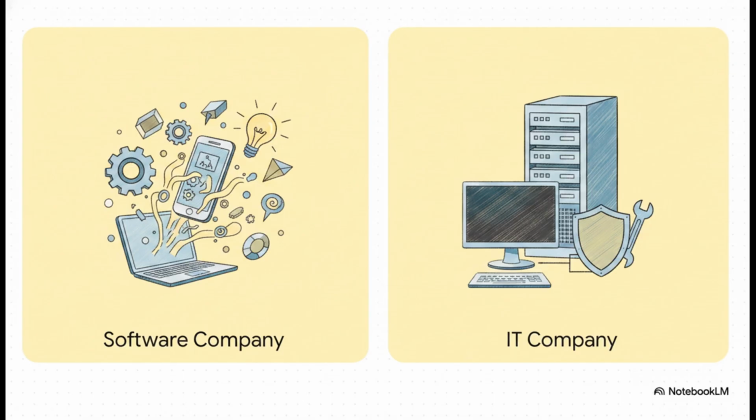They write the raw code to bring brand new digital products to life. They're the inventors. IT companies, on the other hand, are your infrastructure and support teams. They set up corporate networks, fix the Wi-Fi, keep servers running smoothly. So if your company email goes down, you call IT.